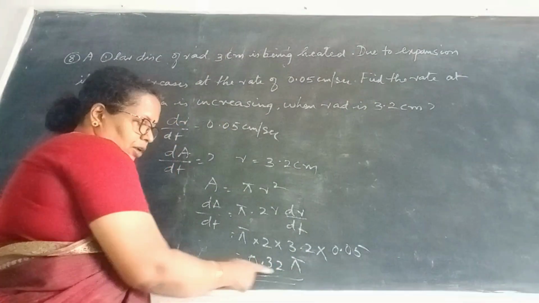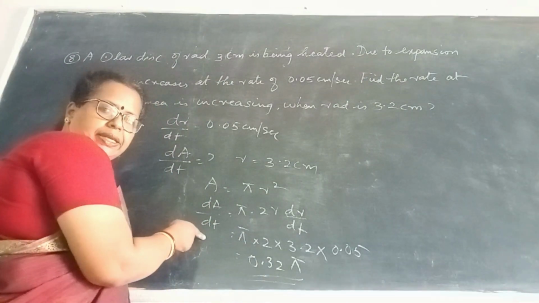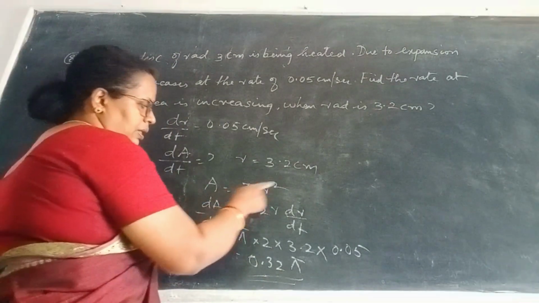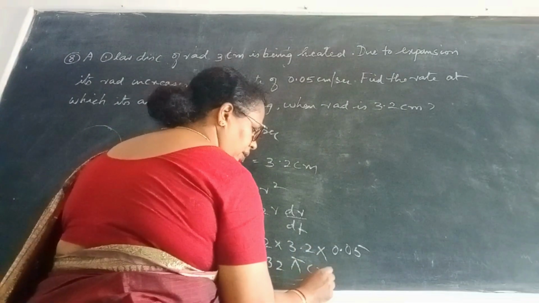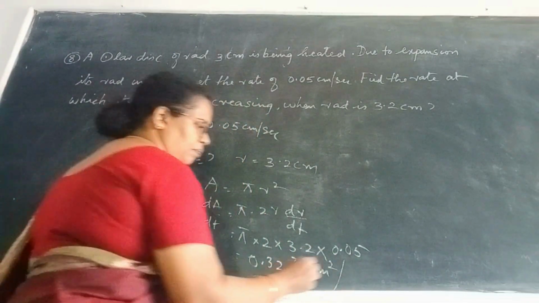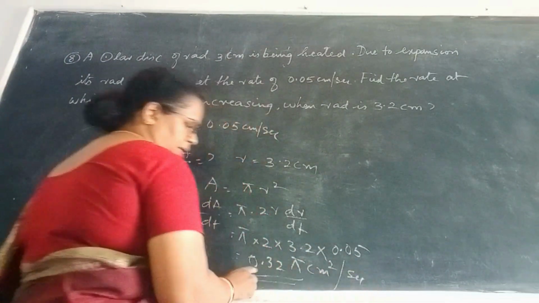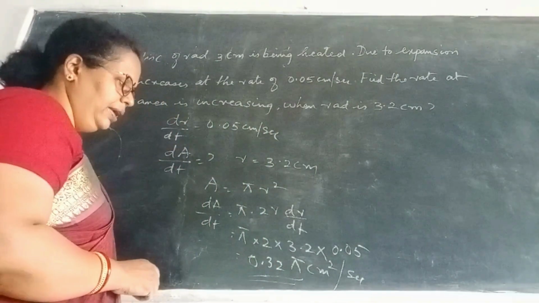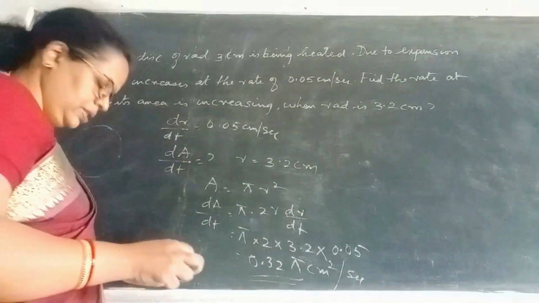0.32 pi, and what should be the unit? It is dA by dt, area. So it is centimeter squared or square centimeter per second. So the answer is 0.32 pi centimeter squared per second.